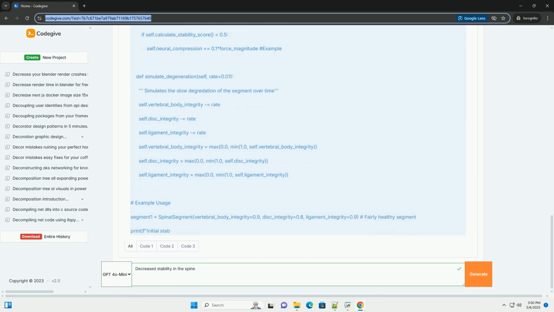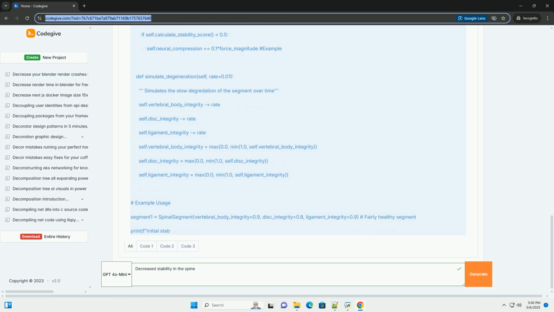Think of the spine as a carefully engineered tower. Stability is crucial for it to withstand external forces, like gravity, lifting, twisting, and internal forces, muscle contractions, without collapsing or causing damage. 2. Defining decreased spinal stability, spinal instability.